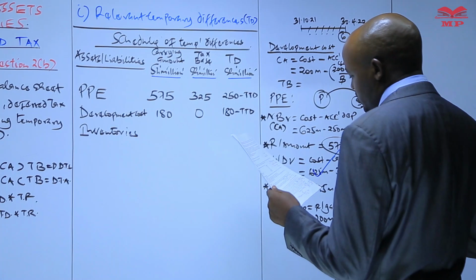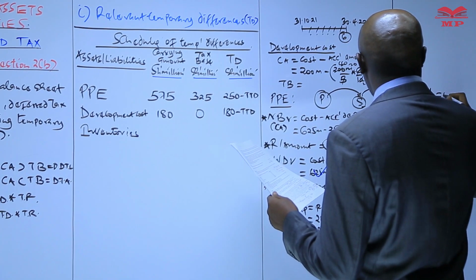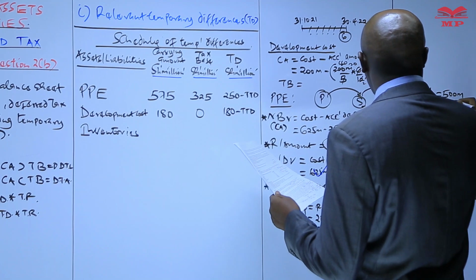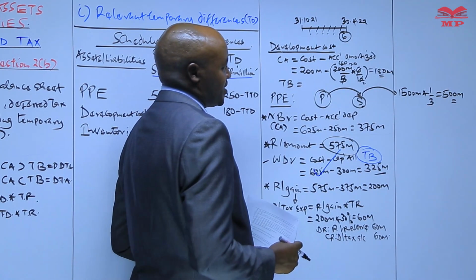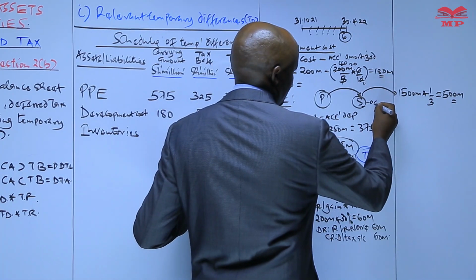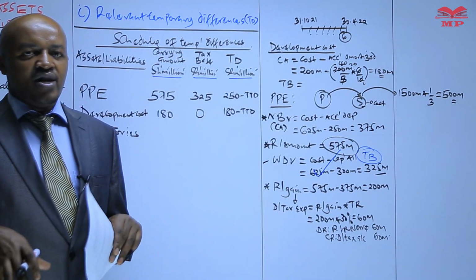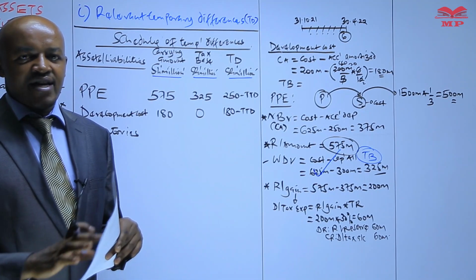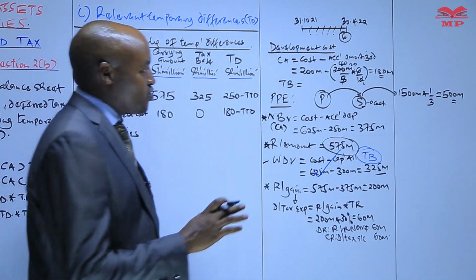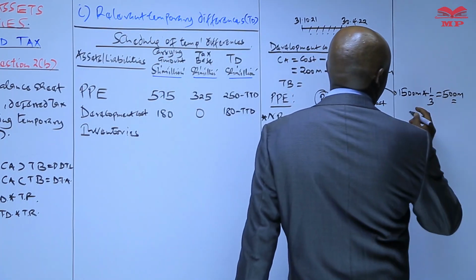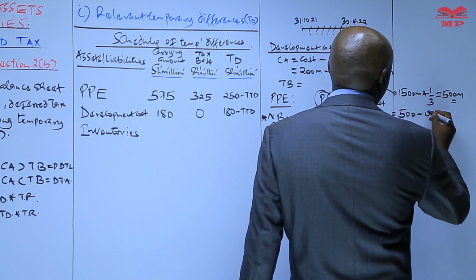But now the goods not yet sold at the end of the year, we are told they were a third. A third of that is 500 million. So this particular 500 million is basically the cost to this company. But now what we know is that these goods have an element of unrealized profit. So what we need to do is take 500 million, less the unrealized profit.